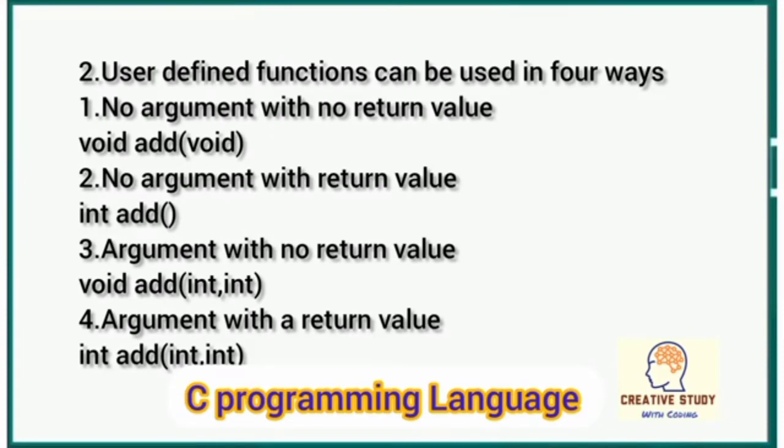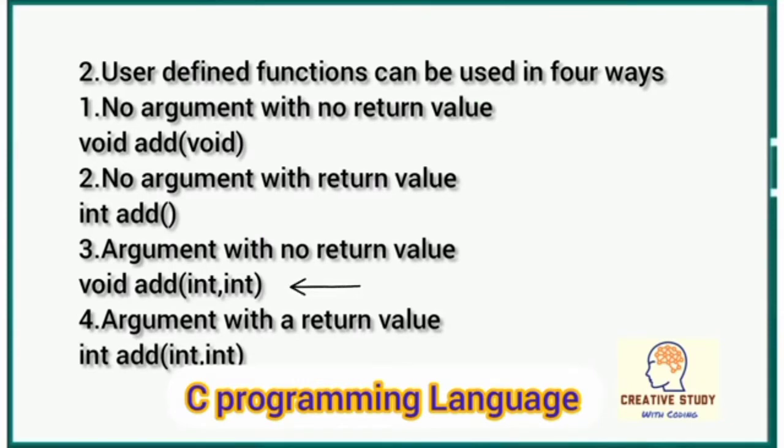User-defined functions can be used in four ways. First one is no argument with no return value. For example, void add and void parameter has been passed in parentheses, that means nothing has passed as argument. Second one is no argument with return value, that is int add function. In this, nothing has passed as variable in the parentheses, but it has returned a value of type int.